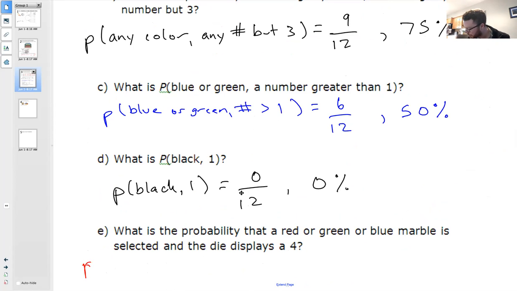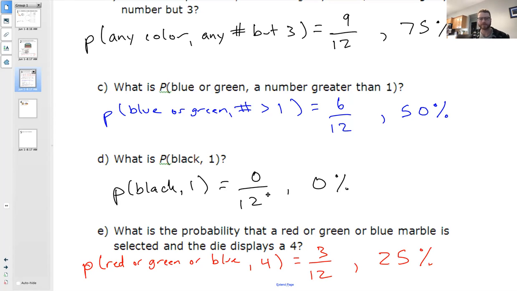So the probability of a red or green or blue marble and rolling a 4 is equal to 3 over 12. And as a percent, that will be 25%.